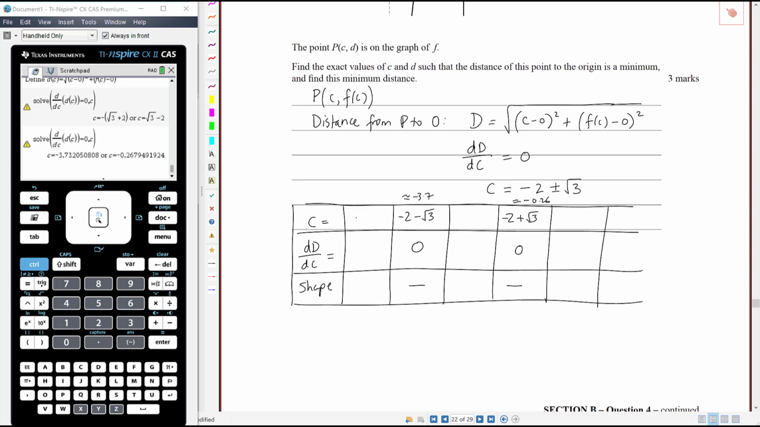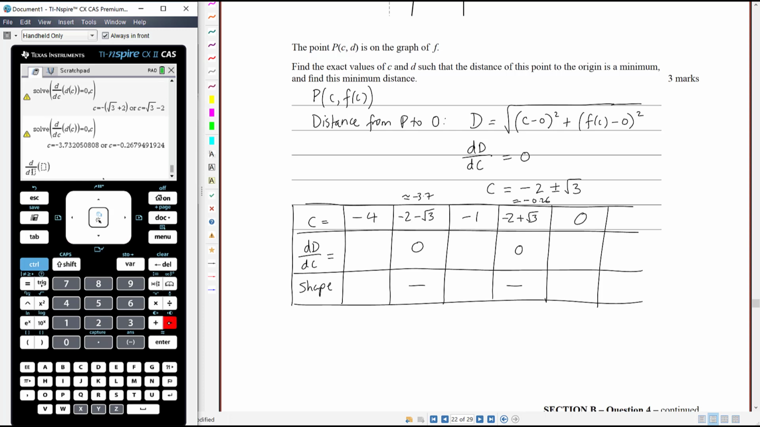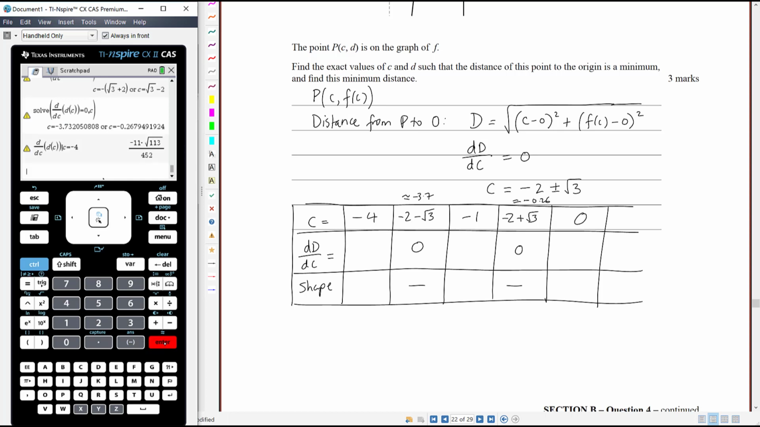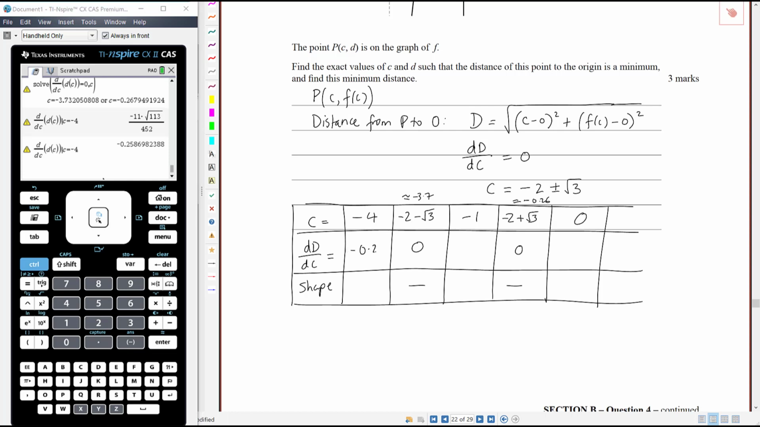So I'm just going to sub in some points to the left of that, somewhere between negative 3.7 and negative 0.26. I might do negative 1, and then we might just do 0 here. So I'm going to work out the derivative at each of those points. So shift minus the derivative with respect to c of d of c, given that c equals negative 4. Okay, so that's about negative 0.26, so it's a negative gradient. When c is negative 1, control enter, that's also a negative gradient.